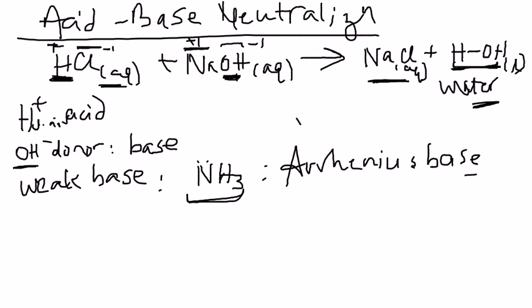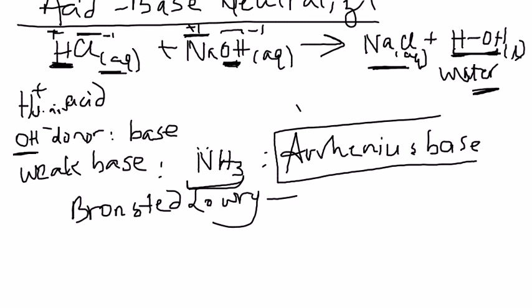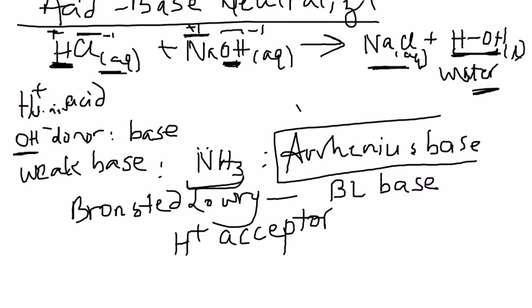And that was one of the problems that led Bronsted and Lowry to reclassify ammonia as a Bronsted-Lowry base, according to which anything which accepts a proton will be considered a base.